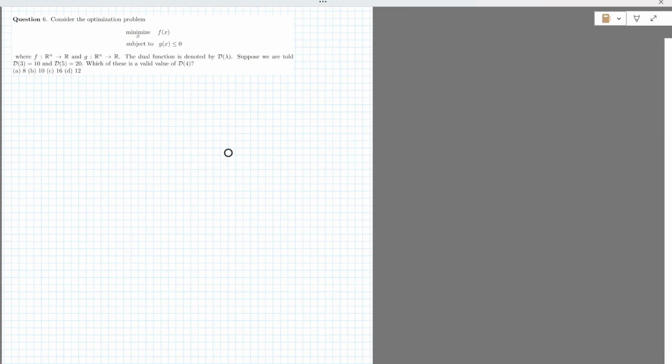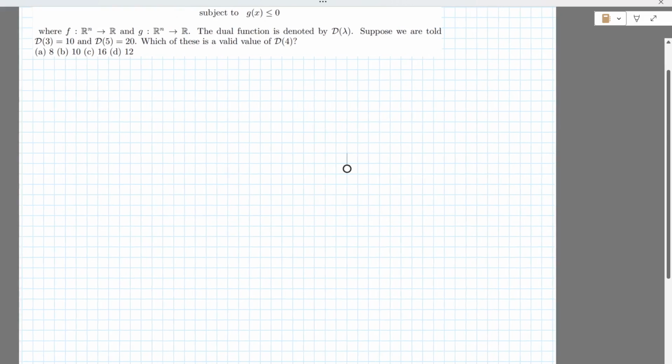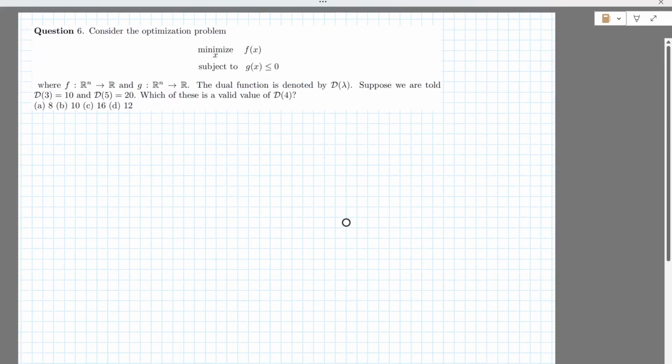Okay, now we have this question. And we have this optimization problem, and then we have the dual function, and they are asking, suppose we are told d(3) is equal to 10, d(5) is equal to 20, which of these is a valid value of d(4)?